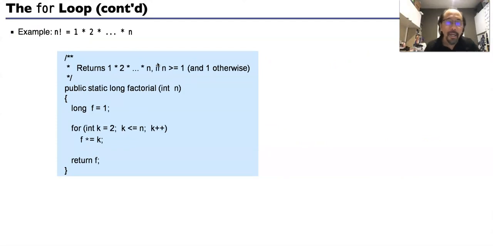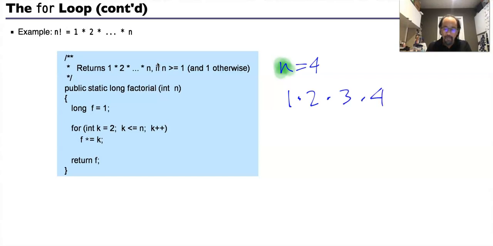Okay, here's an example of factorial using a for loop. What we want to do is calculate the factorial of n. So if I have n is equal to 4, I want to calculate 1 times 2 times 3 times 4. Now, if I'm creating this program, I notice that I want to multiply these numbers together. So I'm going to use a loop to do this multiplication. I'm going to start by initializing f to be 1. That's what you see right here.